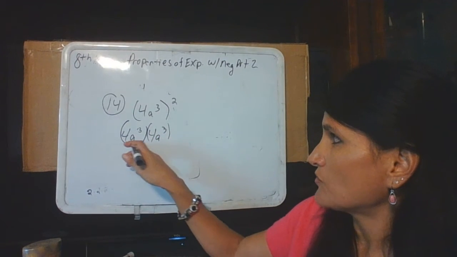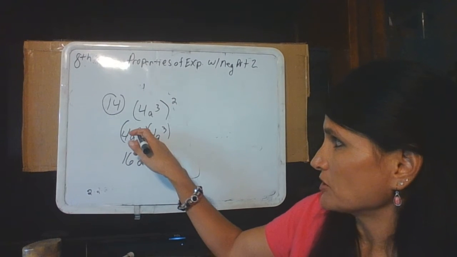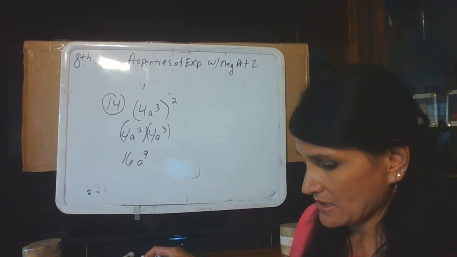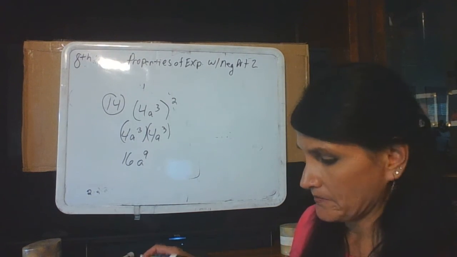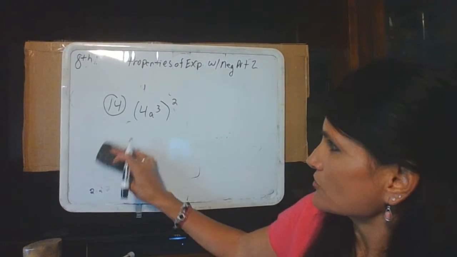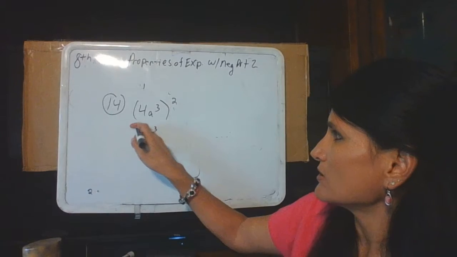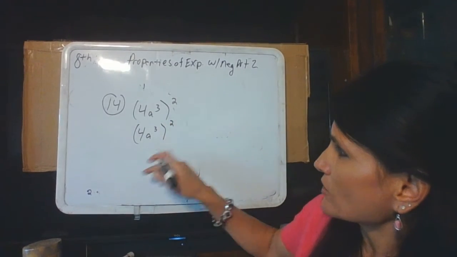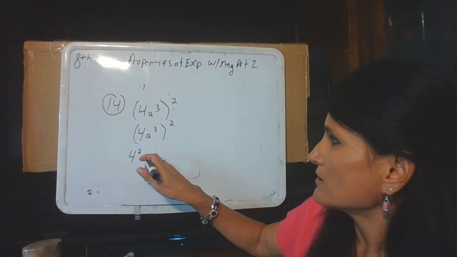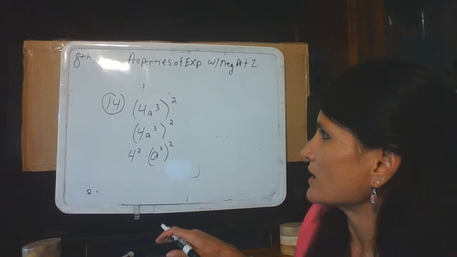Actually, if you do it this way, it might help a little. So then you say 4a, so 4 times 4 is 16, a, and then you're going to multiply 3 and 3, so a to the 9th power. I'm sorry, that is not right. Let me start over. So this would be 4a to the 3rd power raised to the 2nd power. So you're going to square this one. So you're going to say 4 squared times a to the 3rd squared. I had a 3rd there. That's why it came out wrong.